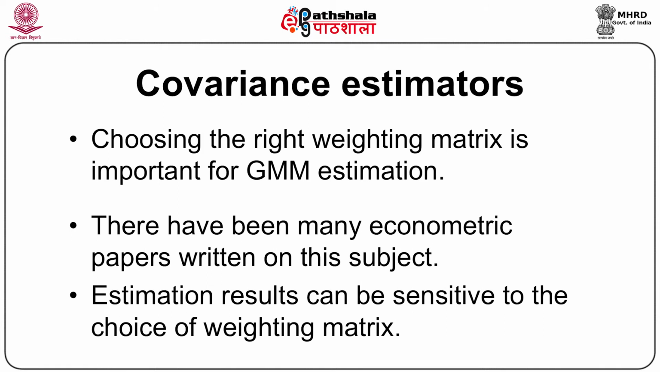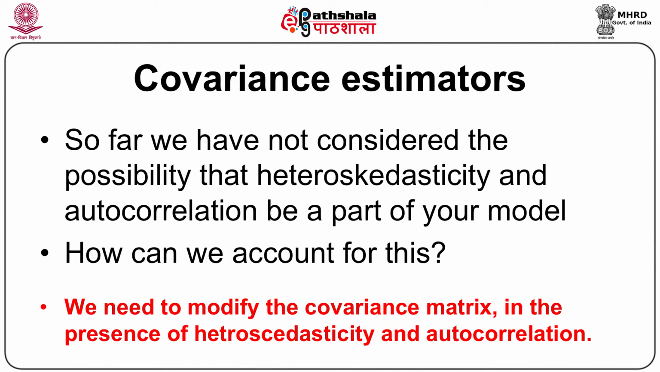Now, let us discuss the covariance estimator. Choosing the right weighting matrix is most important for the GMM estimator, because the expression for the GMM estimator in turn depends on the choice of the weighting matrix. There have been many econometric papers written on this subject. Estimation results can be sensitive to the choice of the weighting matrix. While deriving the weighting matrix or covariance estimator, till now we have not considered the possibility that heteroscedasticity and autocorrelation may be a part of our model.